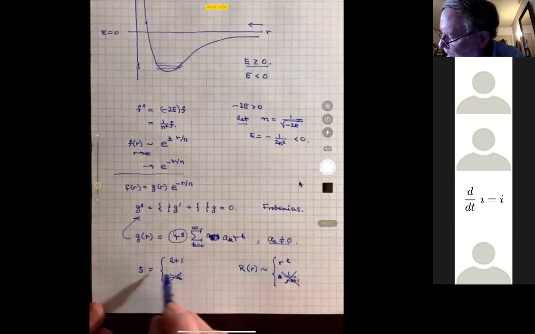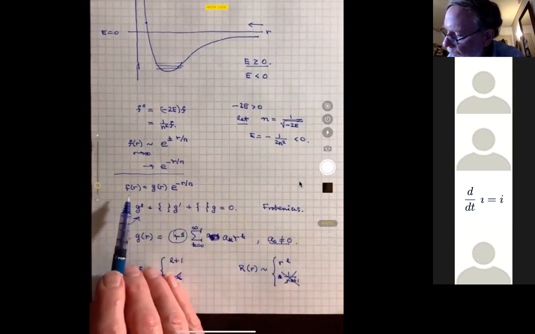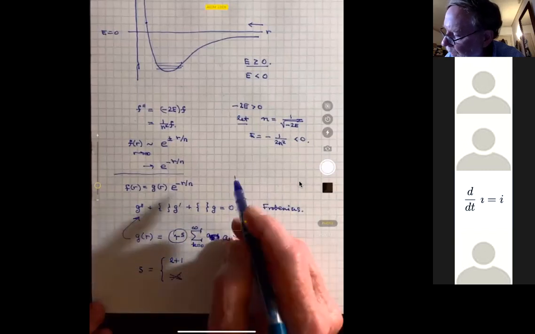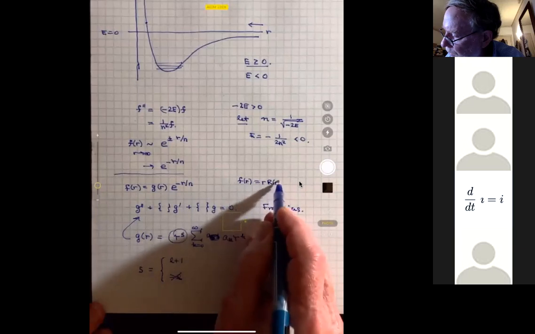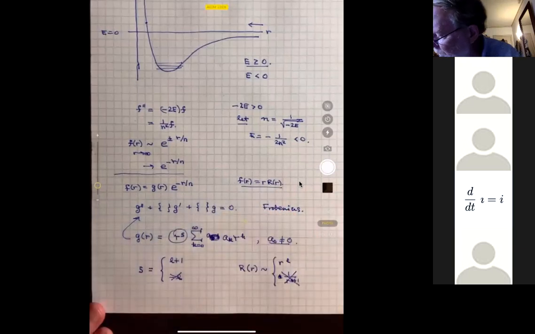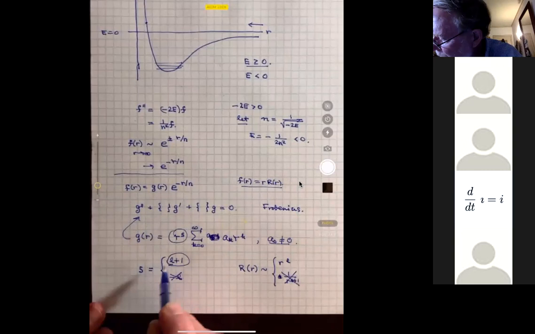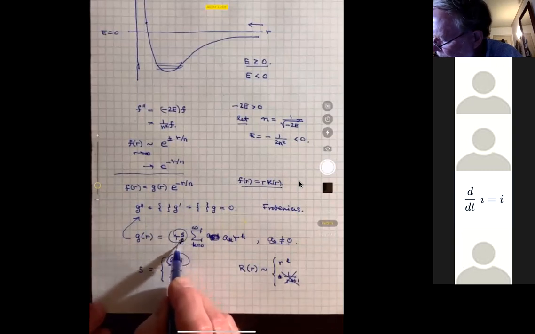These exponents aren't the same because there's a factor of R transforming from capital R to F. In fact, F of R is equal to R times capital R. That's the transformation between the two versions of the radial wave function. In any case, we get S equals L plus 1 here, we find that.